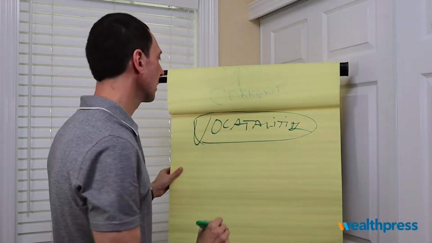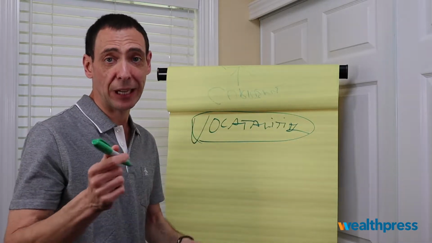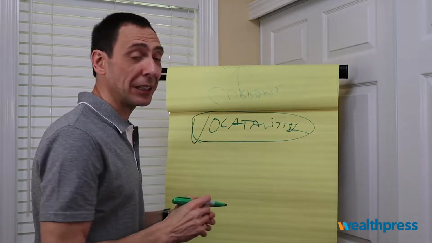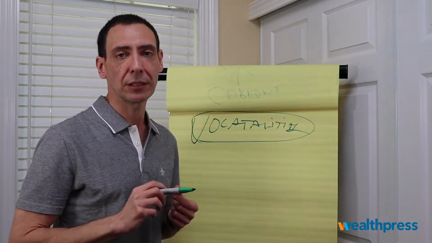All right, volatility. Excuse my writing, my handwriting is terrible. That's why I could never be a school teacher. The kids wouldn't be able to understand what I'm saying.